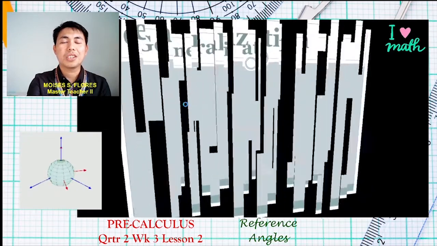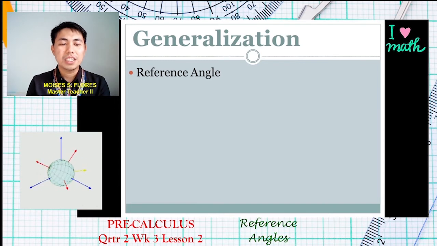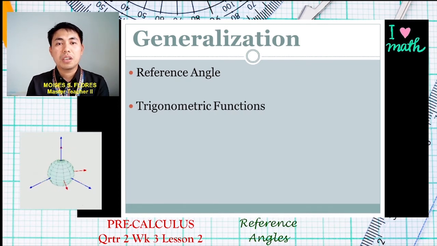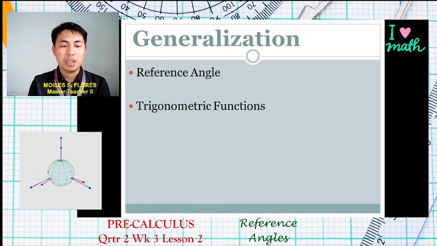Let's sum up our very short discussion today. The reference angle is the smallest positive acute angle that can represent an angle in any measure, whether in degrees or in radians, and it uses the x-axis as its frame of reference. For the trigonometric functions, bear in mind our quadrants. In quadrant 1, all the functions are positive. So that is it, guys.